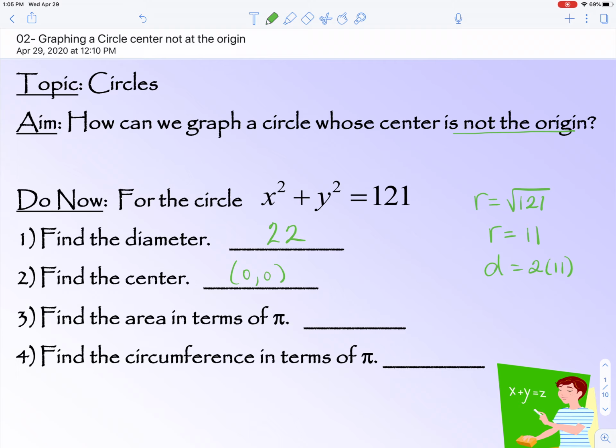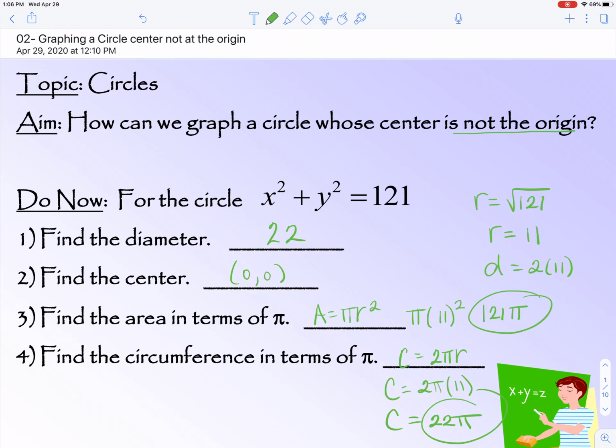Area in terms of pi, knowing area equals pi r squared. So pi times the radius we found, 11 squared. So 121 pi is your area. Circumference is equal to 2 pi r, or pi times diameter. But the one on the reference sheet is this one, so that's what you've seen more often. So 2 pi times the radius, which is 11. So in terms of pi, it would be 22 pi.